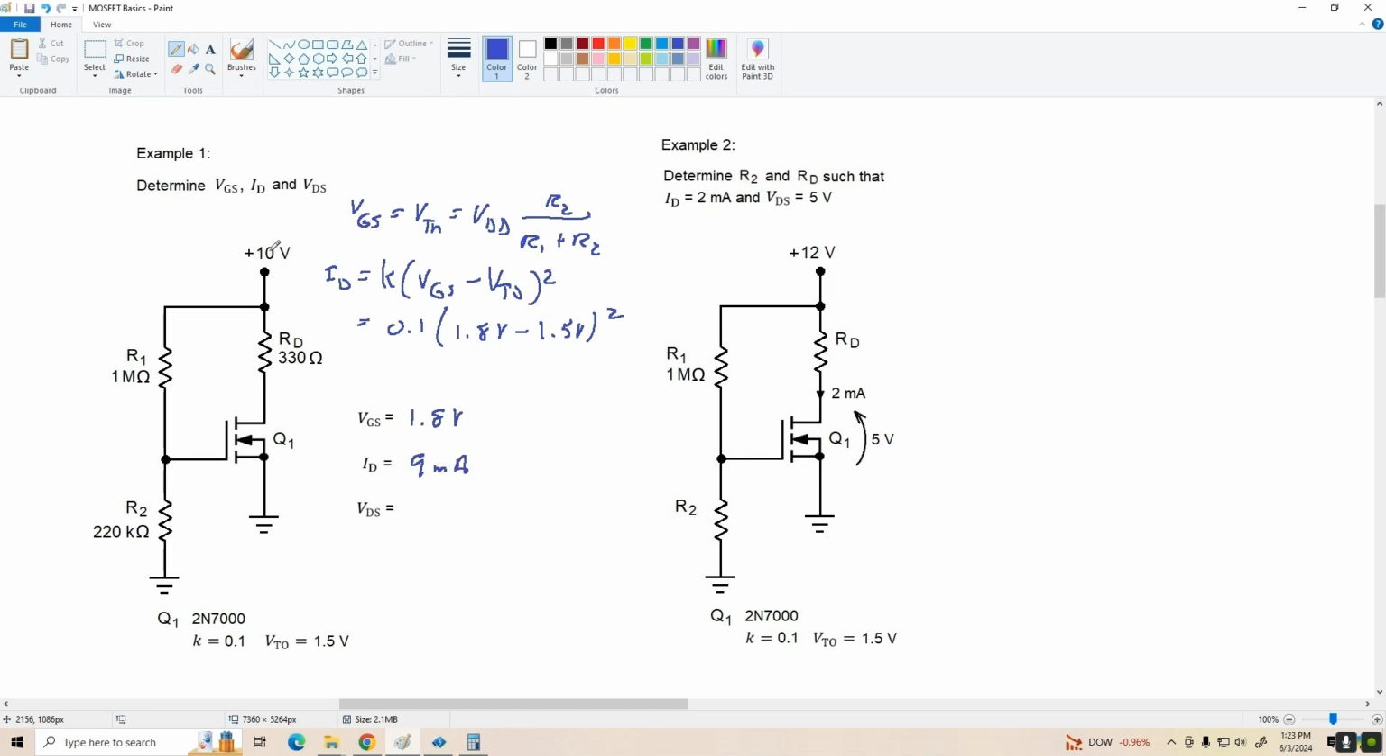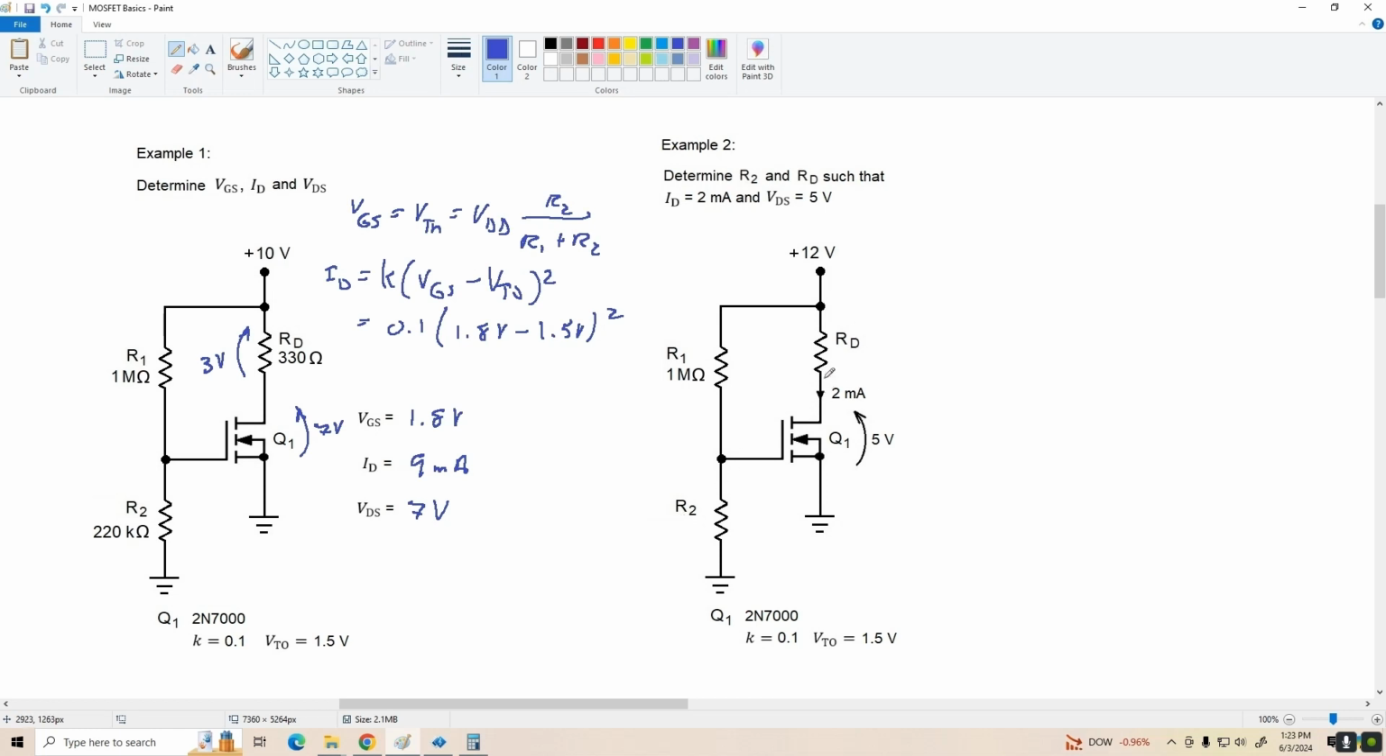VDS is going to equal VDD minus ID times RD, right? So ID 9 milliamps times 330 ohms, that's going to be pretty darn close to 3 volts. You can verify that, but I'm just going to say this is approximately 3 volts, and that means our VDS is going to be about 7 volts. So there we go. We've got 9 milliamps drain current, VDS is about 7 volts, VGS is 1.8, and we're good to go.